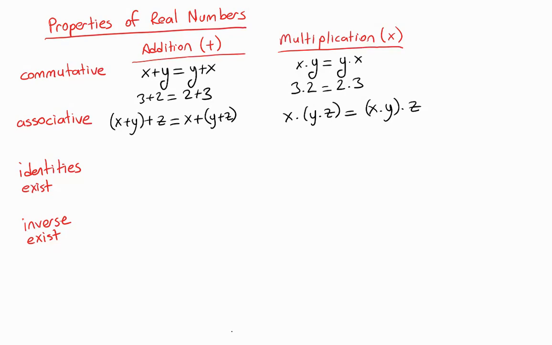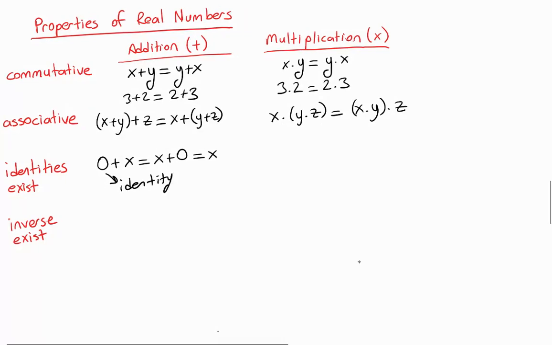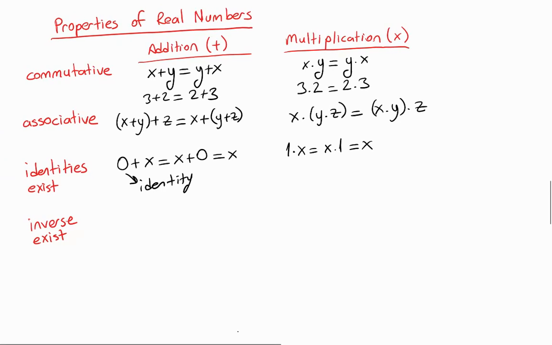Okay. And they both have identity. So for addition, we have 0 as identity. So we can write 0 plus x or x plus 0, all of them equal x. So 0 is identity in addition. In multiplication, we have identity 1. So 1 multiplied by x equals x multiplied by 1. All of them equal x.